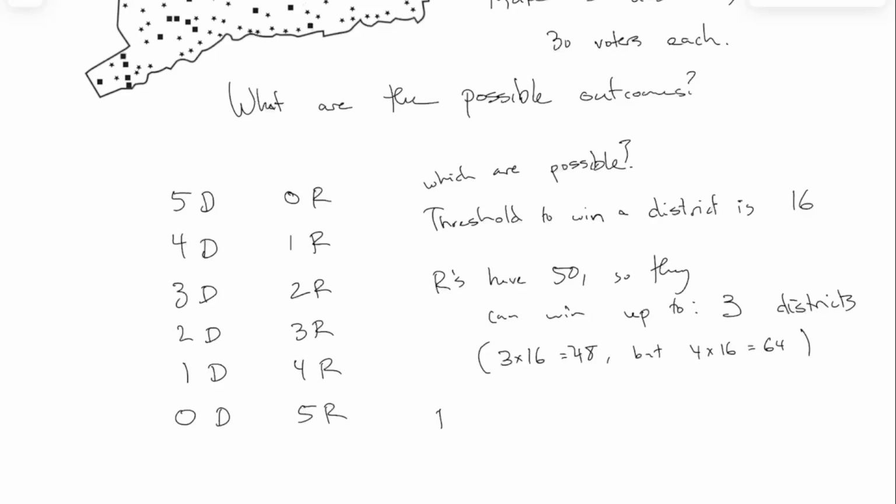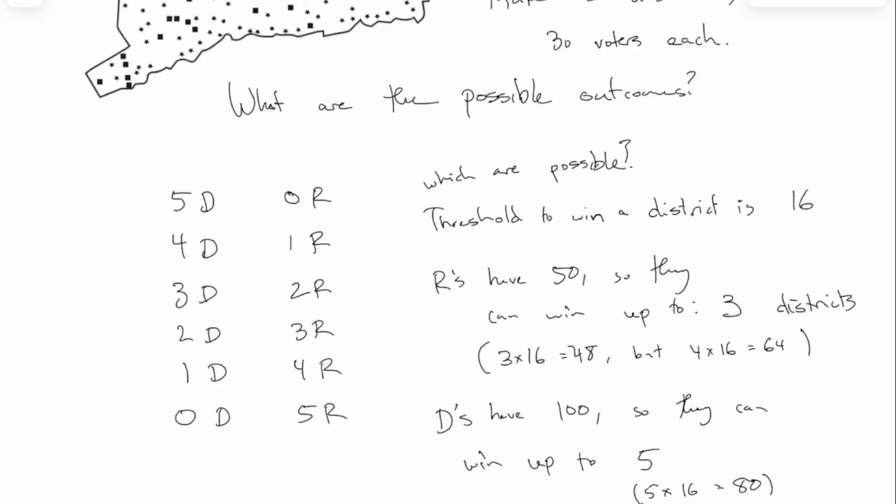And the D's have 100, so they can win up to, I think 5. 5 times 16 is still less than 100, right? So they could actually win all of them. Did I write down? 5 times 16 is 80. And so it is actually possible for them to win all 5 of them.